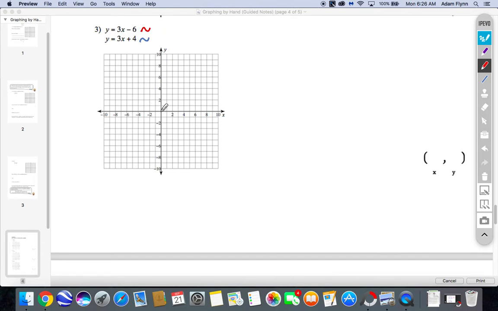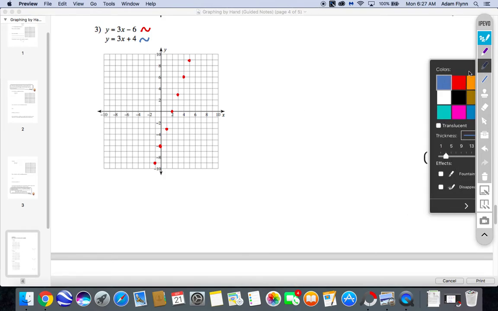So for my red line, my y-intercept is negative 6, so I'll go down to negative 6. And my slope is going to be 3, which is the same thing as 3 over 1. So I can go up 3 and to the right 1. Okay, and I can extend that as far as the coordinate plane will allow me to. Could also go in the opposite direction, down 3 to the left 1.